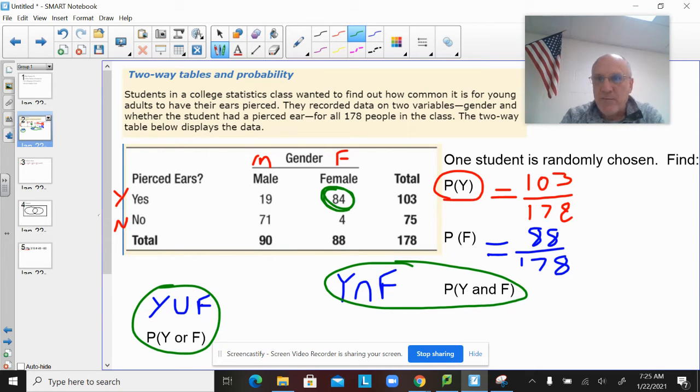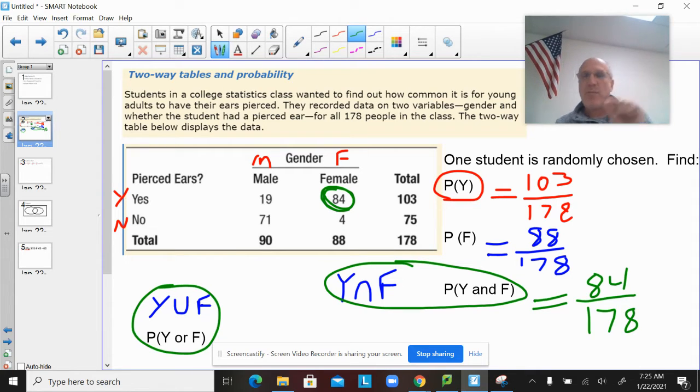So this would in fact be, I don't think this is new to any of you either, just 84 out of 178. So you've got to know that the probability of something and something, or something intersect something, I interchangeably use the word overlap or the intersection. Still over the grand total.